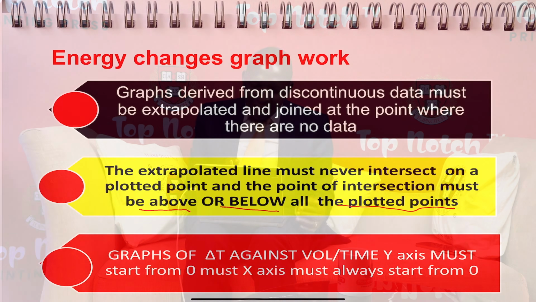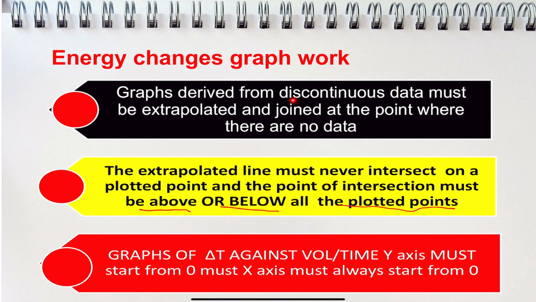In this kind of scenario, you can see the temperature has remained constant, then it has started to increase. So what am I talking about? I was telling you from the notes that graphs derived from discontinuous data must be extrapolated and joined at the point where there is no data.